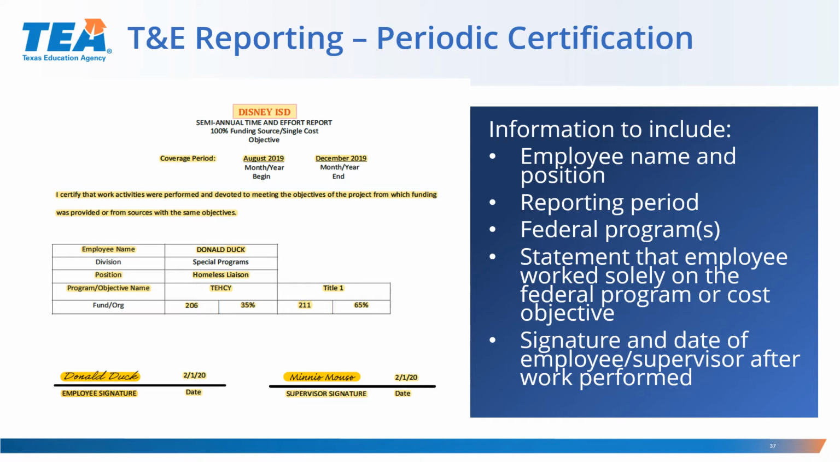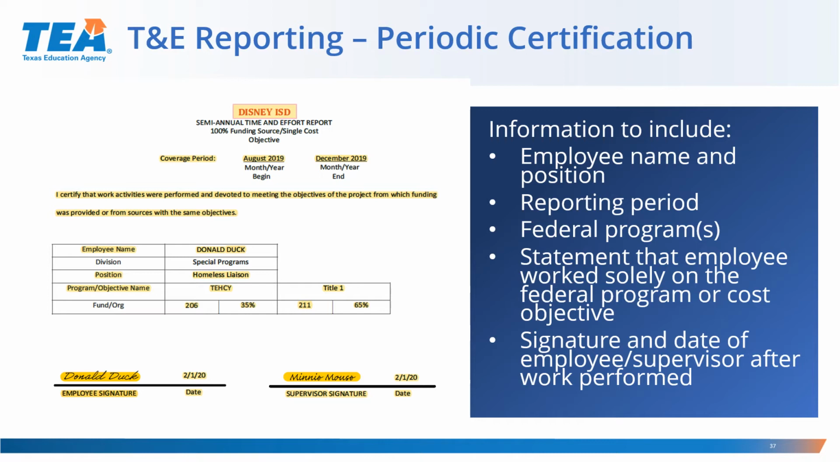What other information do we want this semi-annual certification to include? We want obviously the employee's name and position, the reporting period that it covers, and then which federal programs the employee worked on, and a statement that the employee works solely on the federal program or the cost objective, and then the signature with a date of the employee and/or supervisor that's done after the work is performed.